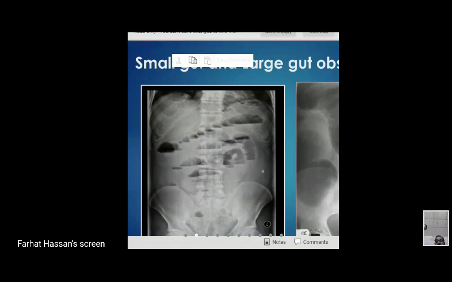What are the differences between acute and chronic intestinal obstruction?